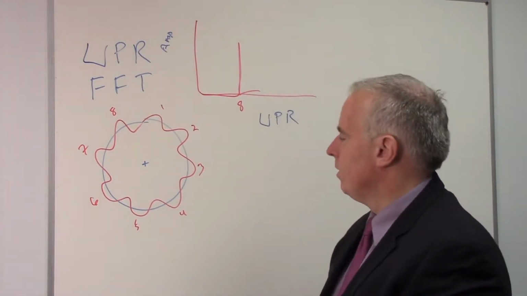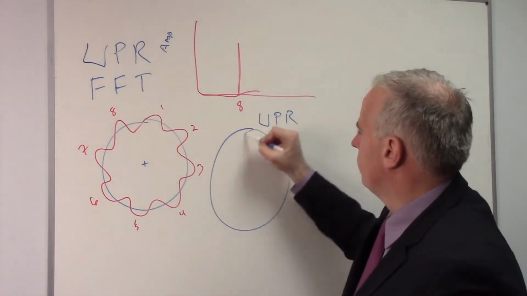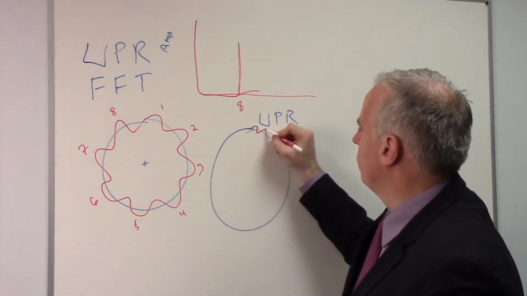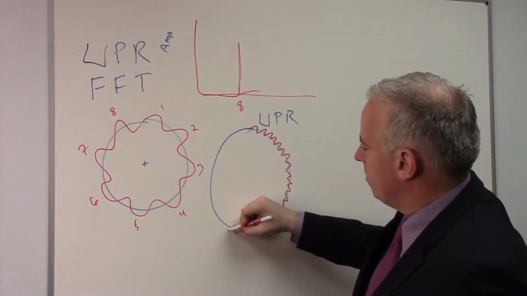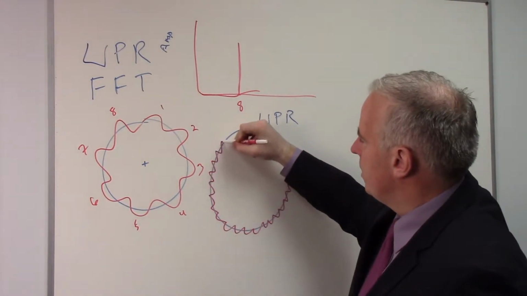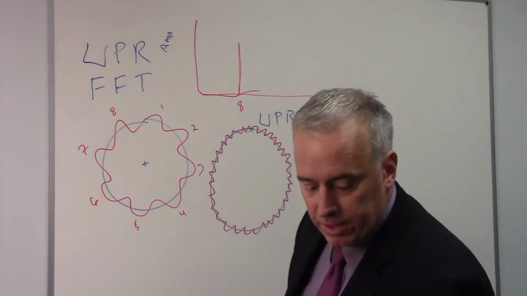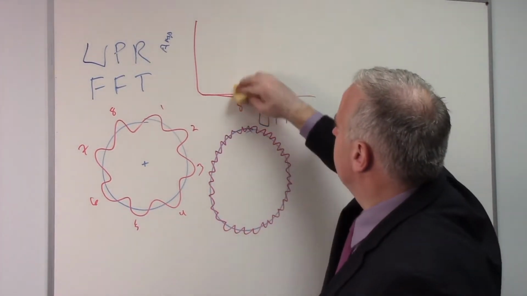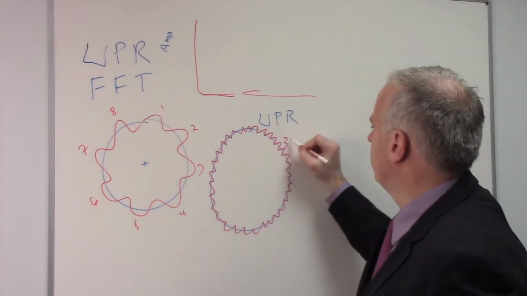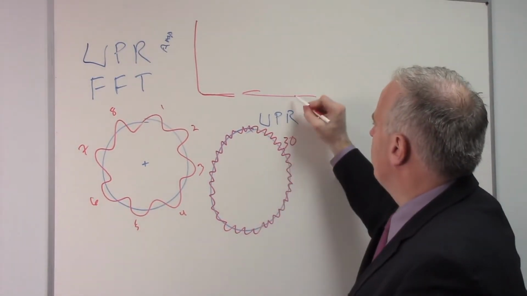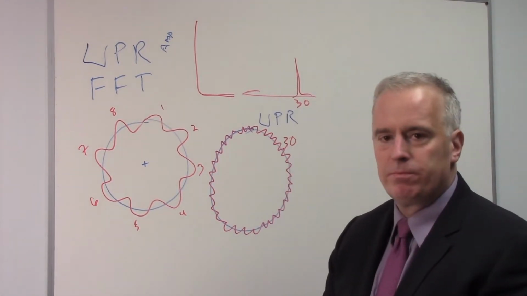Okay? Now, let's say we have a workpiece that looks like this. Still perfectly sinusoidal. I'm not doing a great job drawing perfect sinusoids, but you get the idea. Now, let's say of those perfect sinusoids, there are 30. So now we're going to get a peak at 30 undulations per rev.